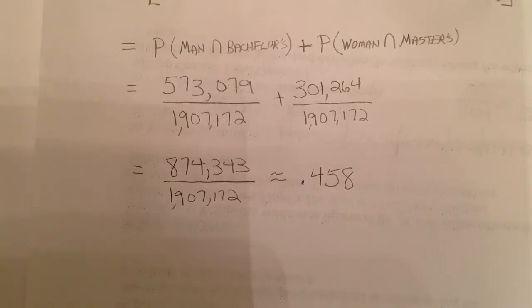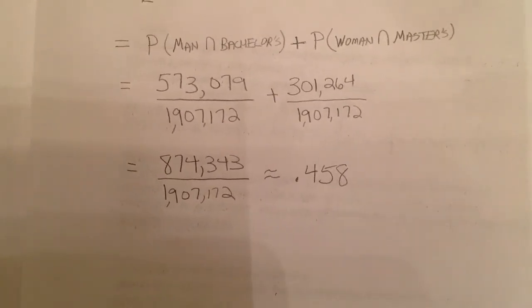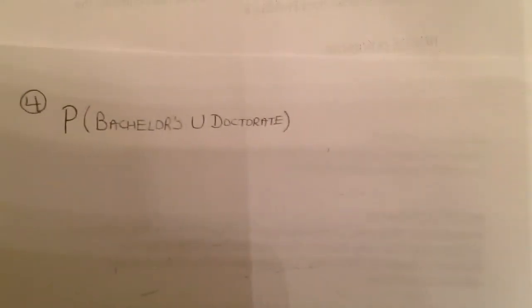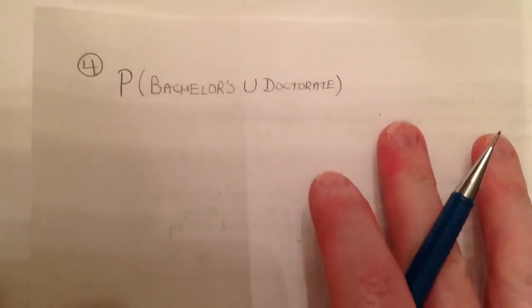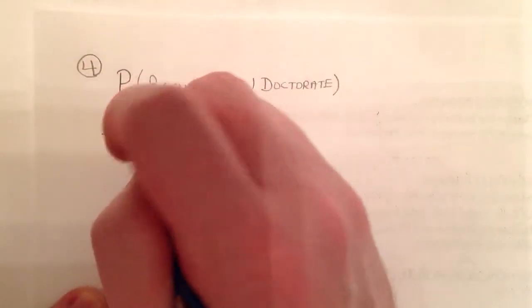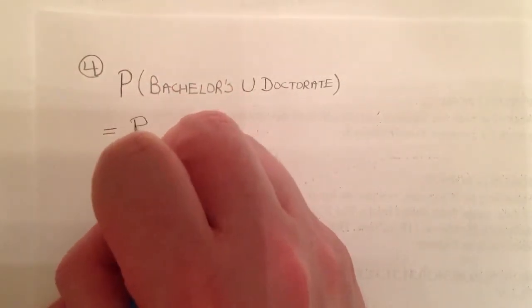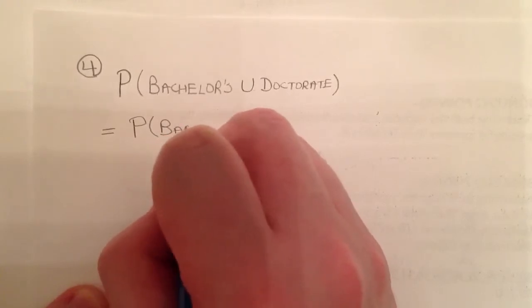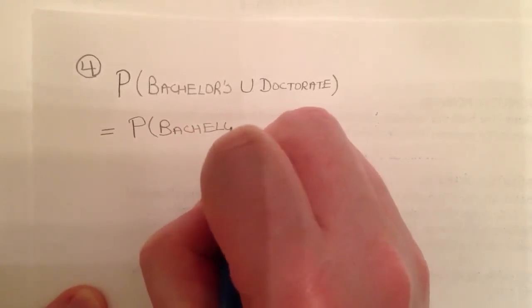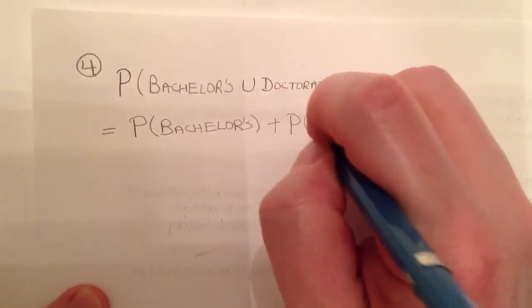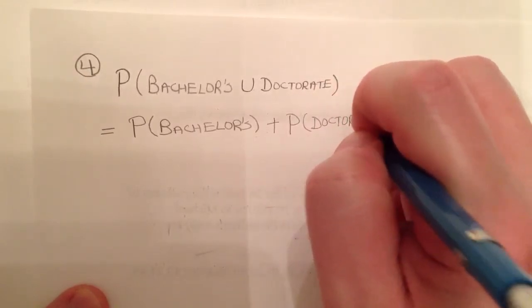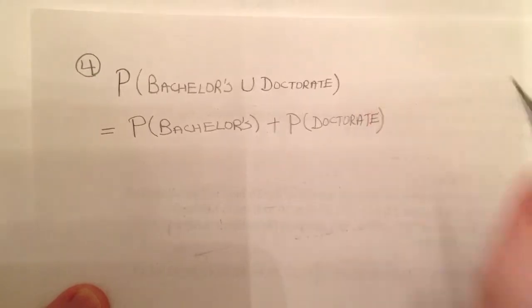Now, in the case of item number 4, we're looking at the probability that the person chosen at random has a bachelor's degree or a doctorate. So we have another couple of mutually exclusive events. For this layout, we have the probability of bachelor's degree or doctorate. There's not going to be any overlap between these categories. So we're looking at the probability of the bachelor's, plus the probability that the person selected at random is a doctoral degree recipient.